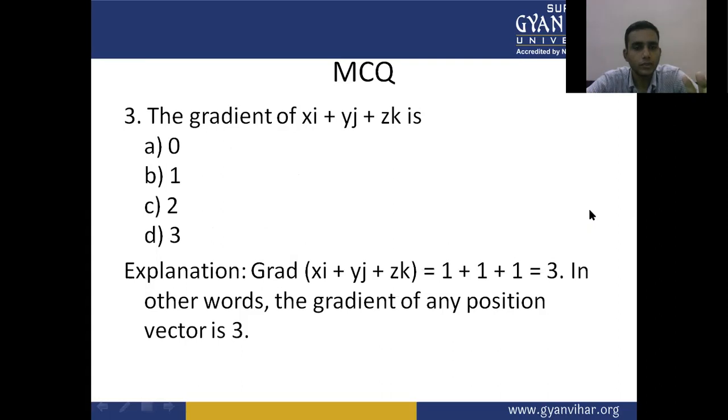The gradient of the vector x in the direction of i plus y in the direction of j plus z in the direction of k is: A. 0, B. 1, C. 2, D. 3. These four options are given in question number three. The explanation is that 1 plus 1 plus 1 is equal to 3. In other words, the gradient of any position vector is 3.